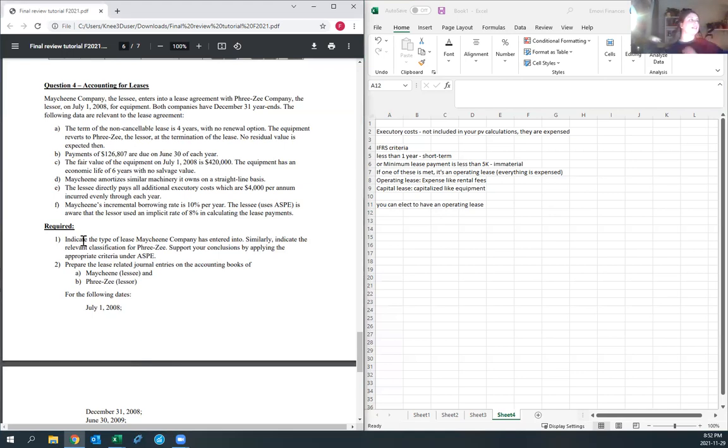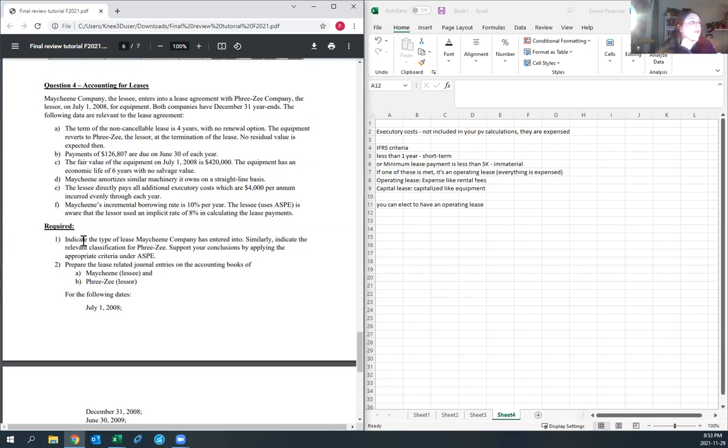McKinney Company, the lessee, enters into a lease agreement with Freezy Company, the lessor, on July 1st, 2008 for equipment. Both companies have December 31st year ends. The following data are relevant to the lease agreement. The term of the non-cancellable lease is 4 years with no renewal option. The equipment reverts to Freezy, the lessor, at the termination of the lease. No residual value is expected then. Payments of $126,807 are due on June 30th of each year.